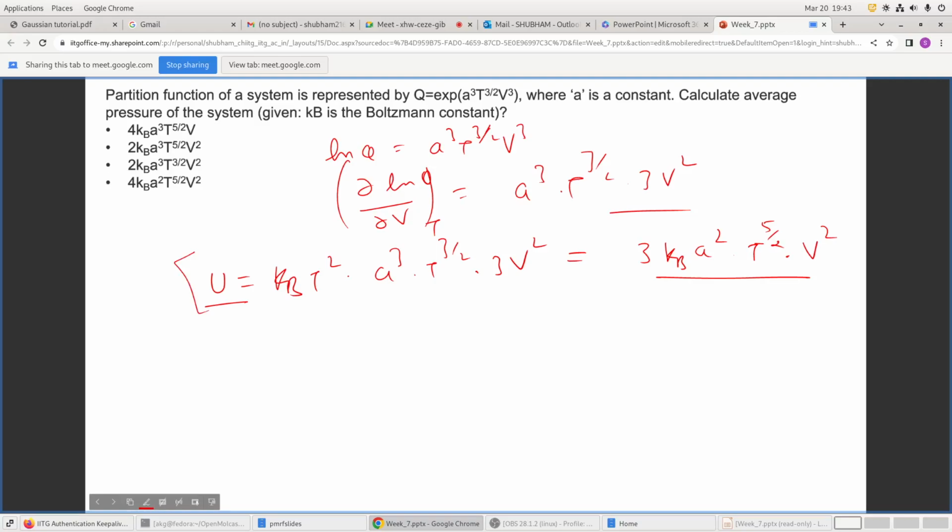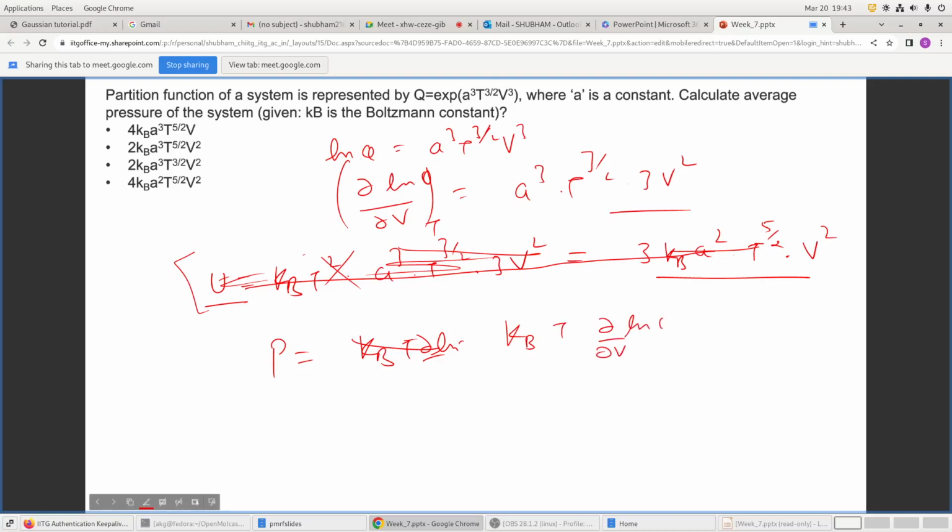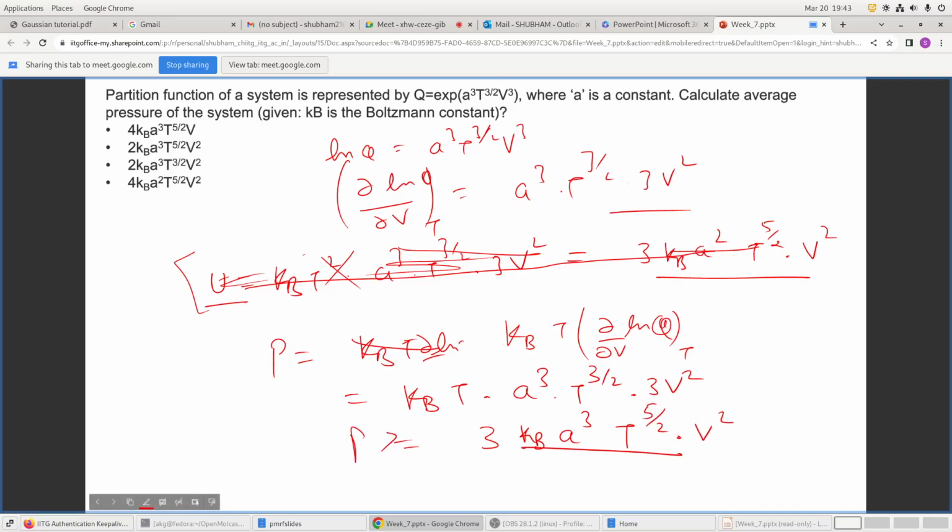Okay, sorry, but we are not calculating U, we are calculating the average pressure. So P is equal to kBT ∂/∂V, sorry, this U would be with respect to T. So P is equal to kBT ∂/∂V of ln Q at constant temperature. So this will become kB T into A cube T to the power 3/2 into 3V square. So this will be 3kB A cube T to the power 1 plus 3/2, which is 5/2, V square. So this is the answer. The average value of P is 3kB A cube T to the power 5/2 into V square.